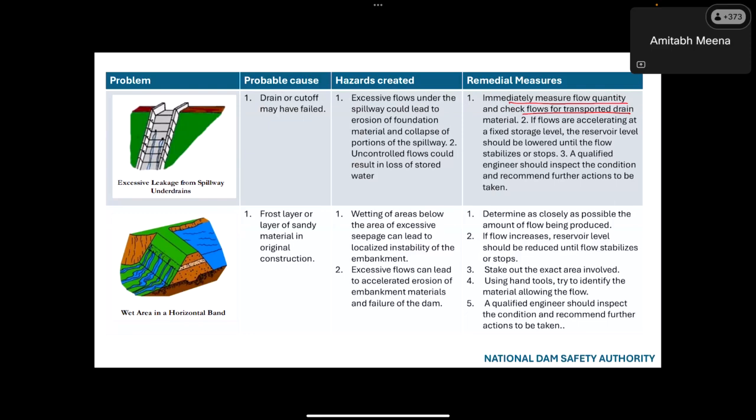So we have to compare the seepage or leakage in comparison to the water level in the dam. It is not an isolated phenomenon. We should see both the things. If flows are accelerating at a fixed storage level, the reservoir level should be lowered until the flow stabilizes or stops.